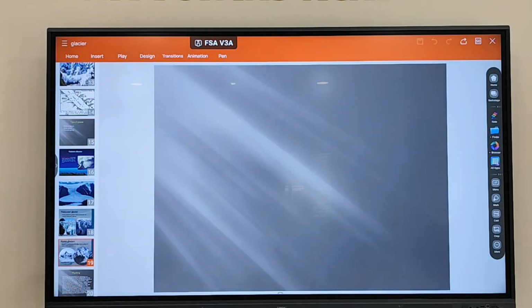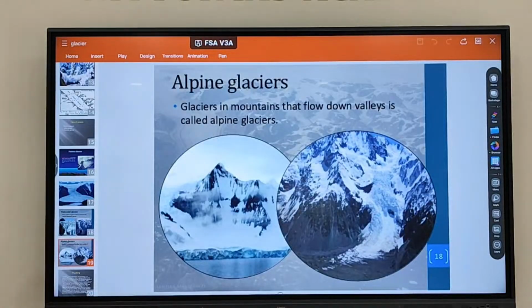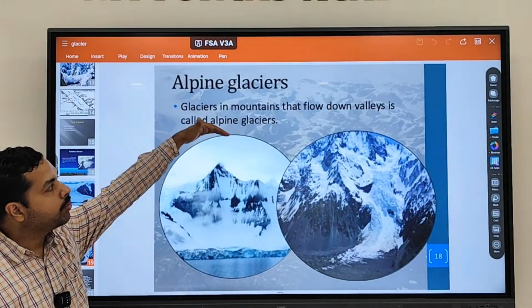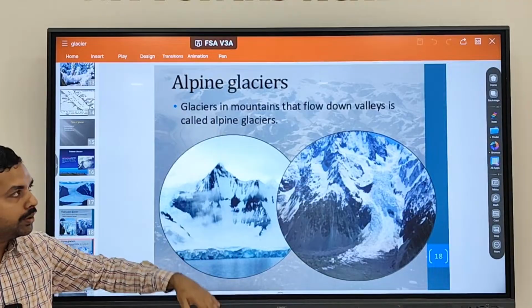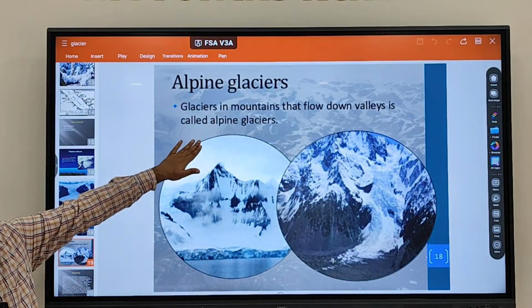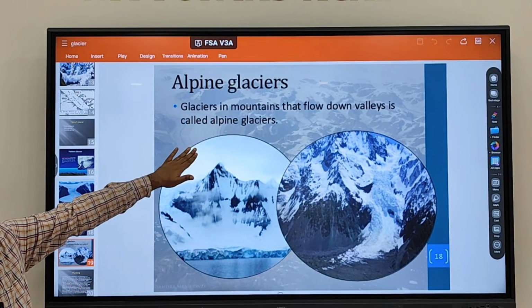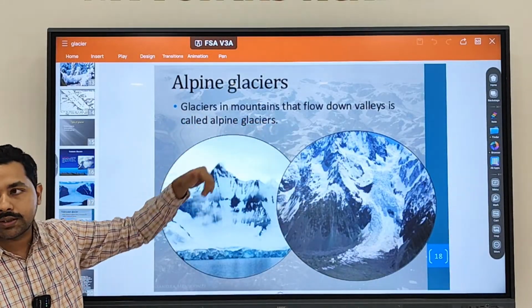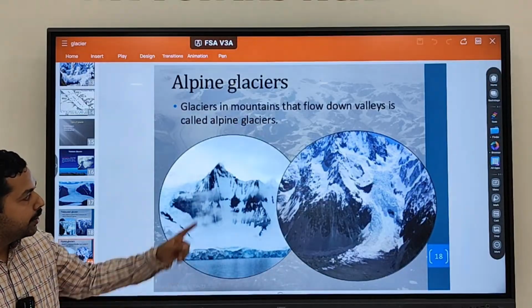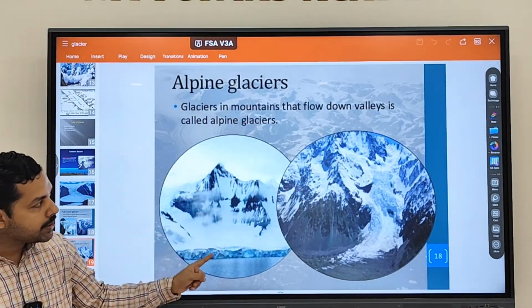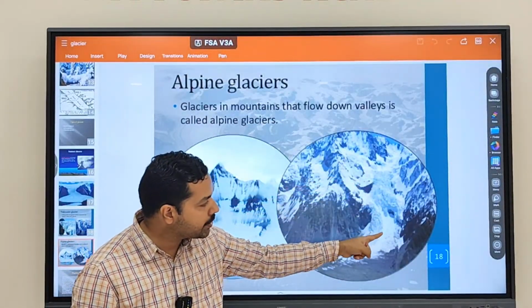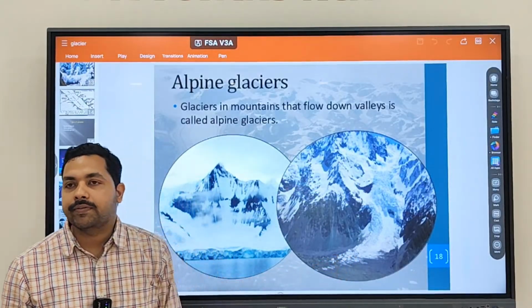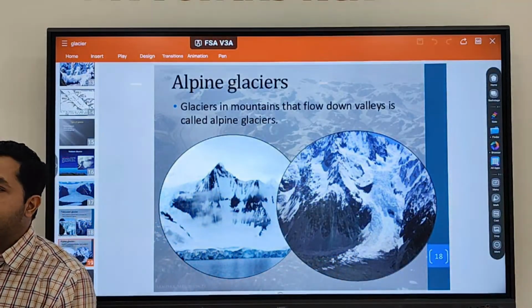So the first is your alpine glacier. When a glacier from the mountain starts to flow down, which type of glacier is it called? Alpine glacier. So what is an alpine glacier? A glacier in a mountain that flows down a valley is called an alpine glacier. From the top of the mountain, when the glacier starts to move down, here you can see the glacier starts to move down, then such types of glaciers are referred to as what? Alpine glaciers.